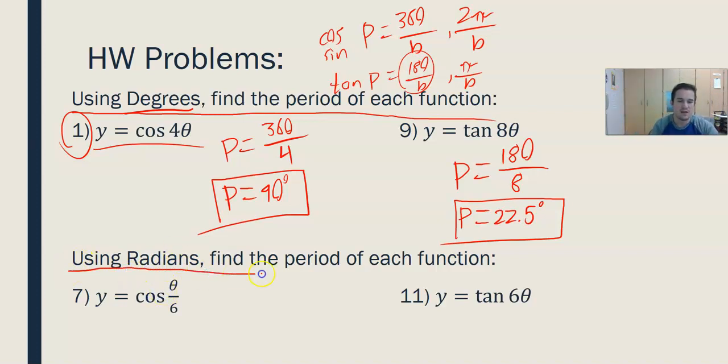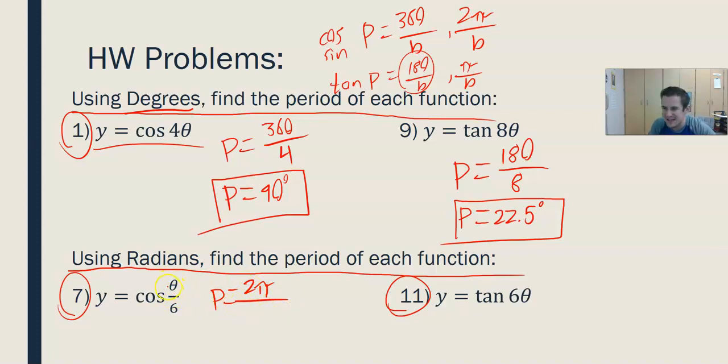Okay, this next section is homework question number 7 and number 11. For these ones, we're going to be using radians to find the period of each function. So for cosine, the period in radians is going to be 2 pi divided by b. And in this case, I have theta over 6, which is the same thing as writing cosine of 1/6 theta. So b is 1/6. So I need to do 2 pi divided by 1/6. Well, when I divide by a fraction, I can multiply by the reciprocal.